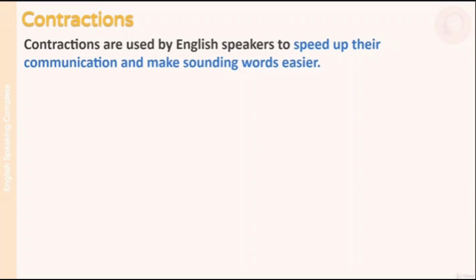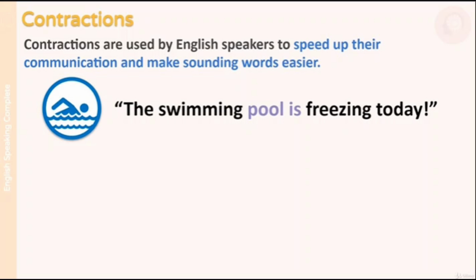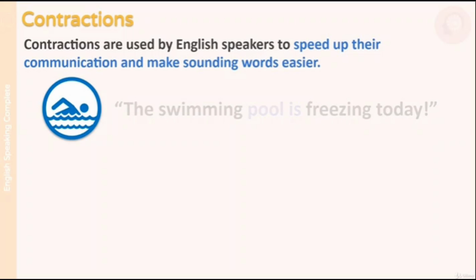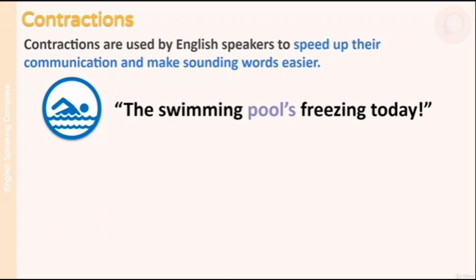So contractions are used by English speakers mostly to speed up their communication and generally make sounding words and different sounds easier. The swimming pool is freezing today. We contract pool is into pool's. The swimming pool's freezing today. So you can see that we've lost the i and added this symbol on top, which is called an apostrophe.